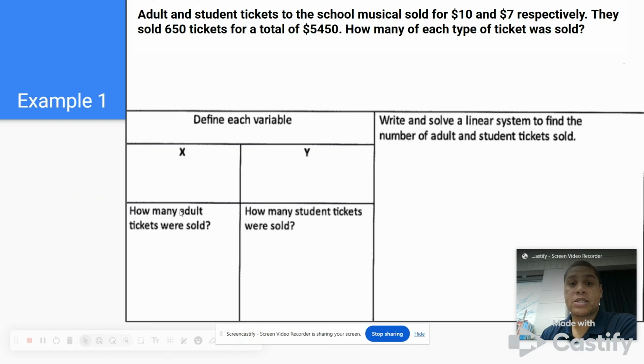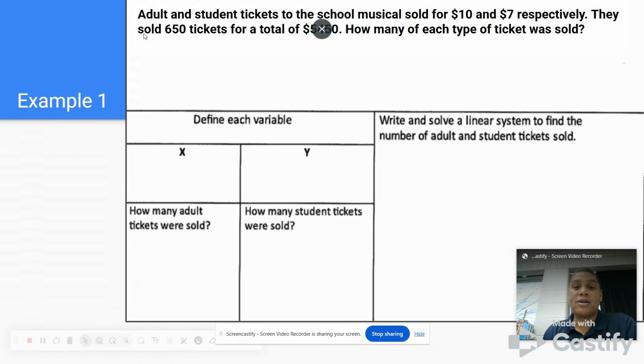Here's what we got. Adult and student tickets to the school musical sold for $10 and $7 respectively. They sold 650 tickets for a total of $5,450. How many of each type of ticket was sold? Cool, lots of information there. And unlike a lot of word problems, we need most of it. We don't need to worry about adult tickets, student tickets, although we kind of do, because we need to know what it is we're actually dealing with.